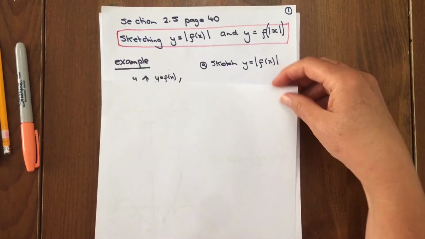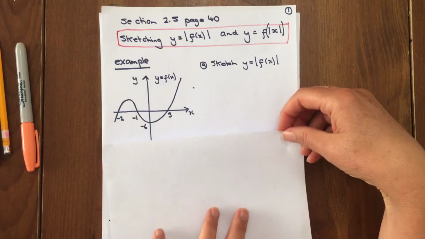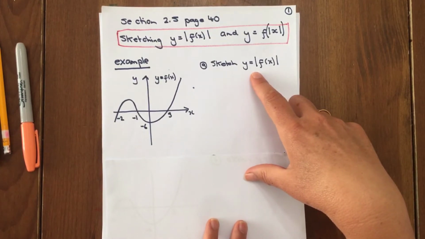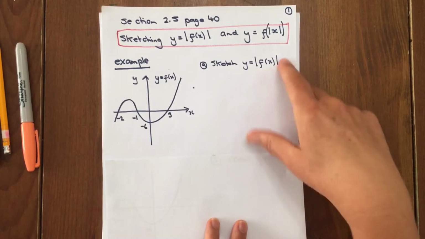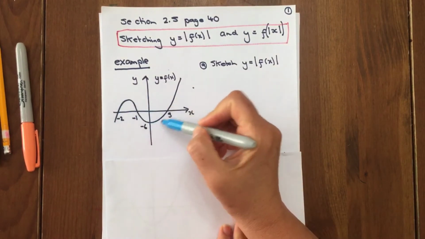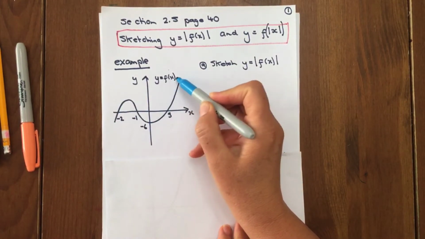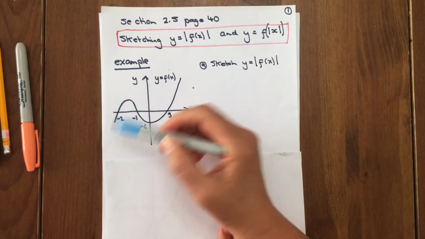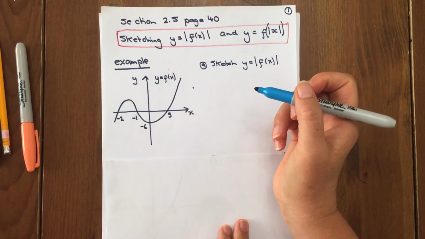Right, so let's just remind ourselves of how we would sketch f of x and the modulus of f of x. So here's your original function, f of x. So we can see we've got a cubic, a positive cubic.